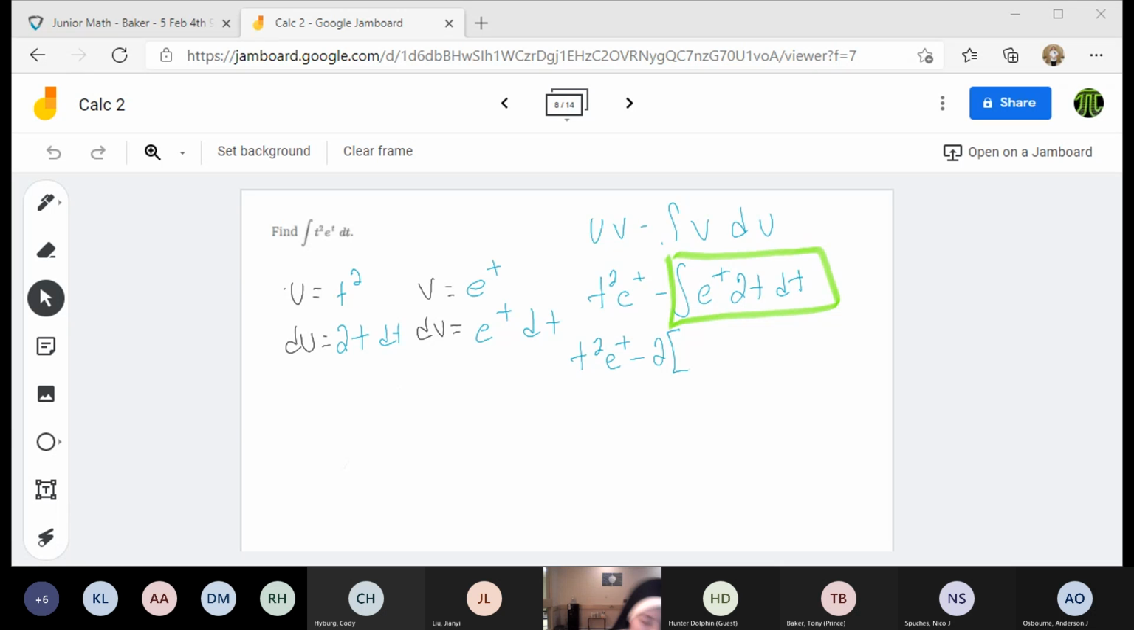What we're going to do this time is set up the u, du and the v, dv again. I'm going to use the same thing. I'm going to make my u t and my dv e to the t. So now the derivative of t is just dt. The integral of dv is e to the t. So now when I redo that part, I have t e to the t minus the integral of e to the t dt.